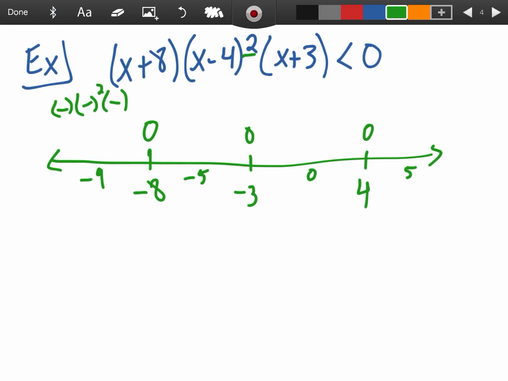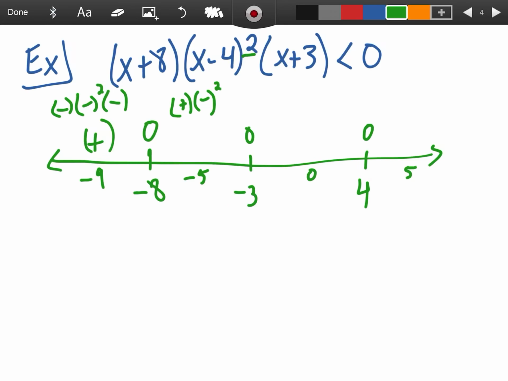Well, I have two negatives times a positive, which comes out positive. So this whole interval right here is positive. When we are less than -8, it's positive. For -5, all right, plug in -5 plus 8, I'm going to get a positive.